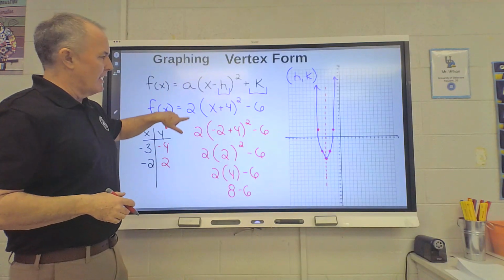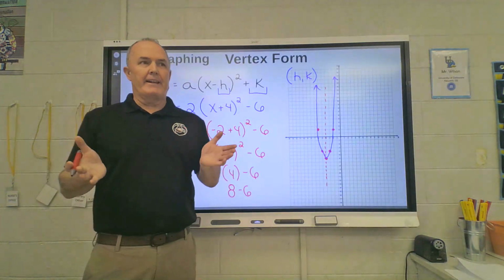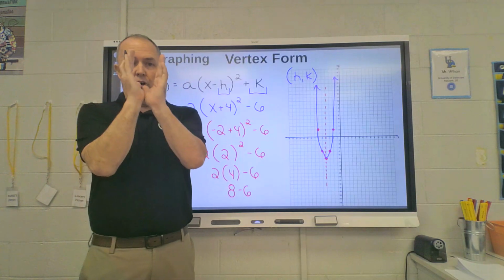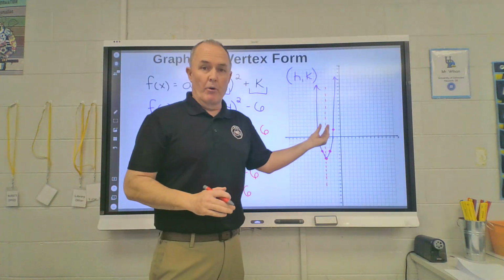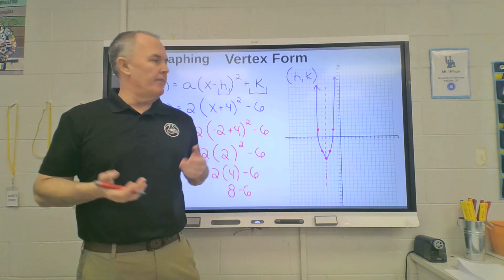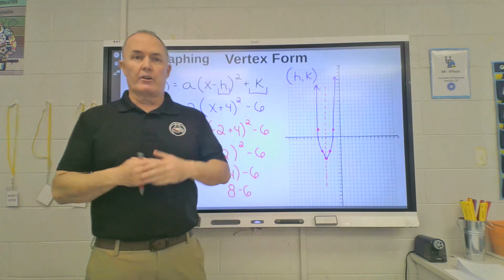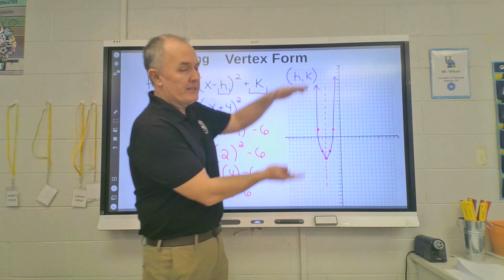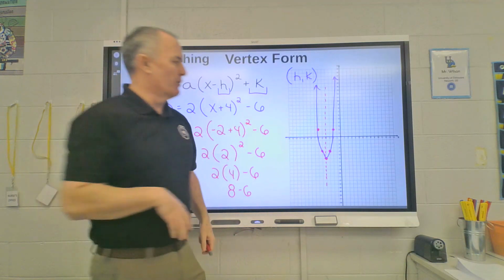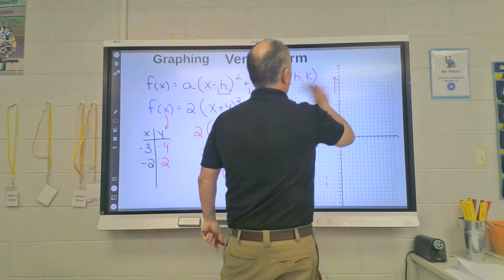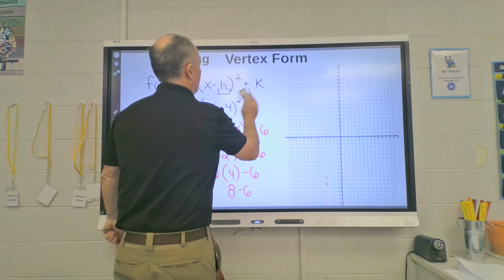If you notice that there's a number out in front, it's going to be a vertical stretch. It's going to make it taller and more narrow. This is a little bit more narrow than a typical parabola. If it's a fraction, it's going to make it a little bit wider. It's called a vertical compression because it's kind of compressing with the x-axis. All right, let's do a couple more. Let's get rid of this.